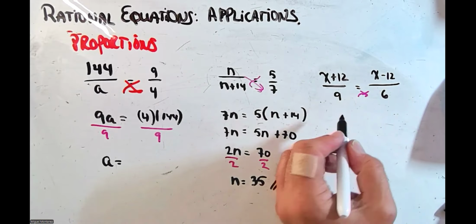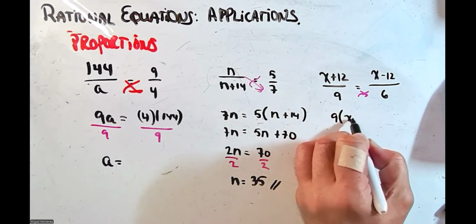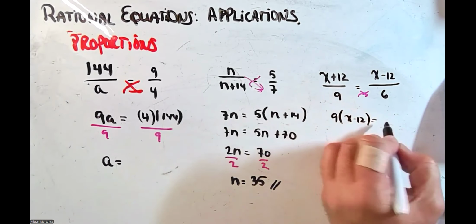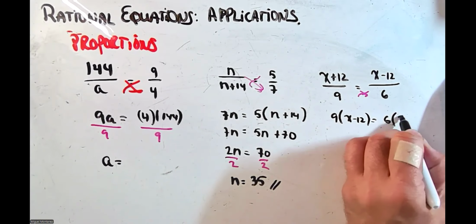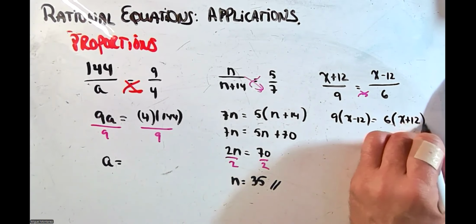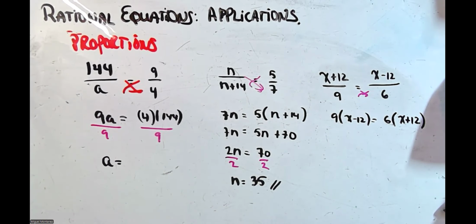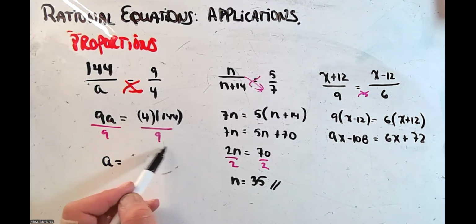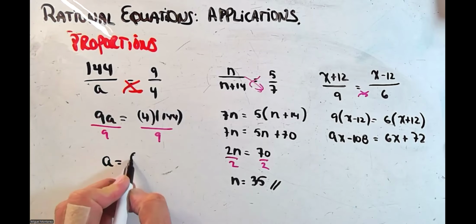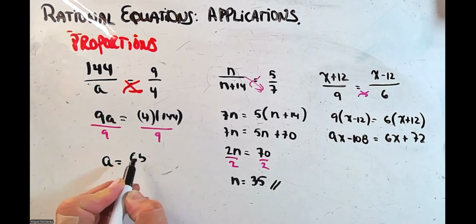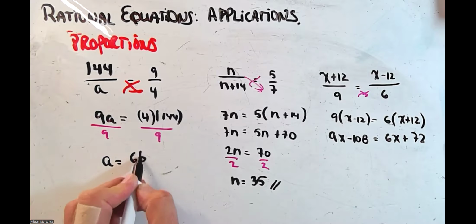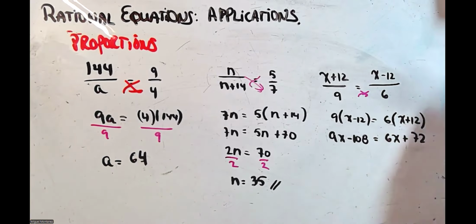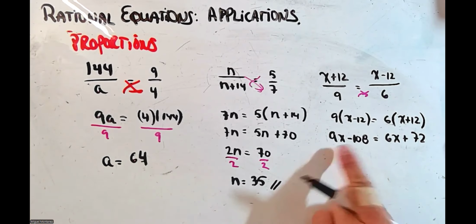Here, once again, we can cross multiply. So we have 9 times x minus 12 equals 6 times x plus 12. Okay, so 4 times 144 divided by 9, that would be 65. I'm going to say 64. I think 64 was the answer. Okay, I can do it again.